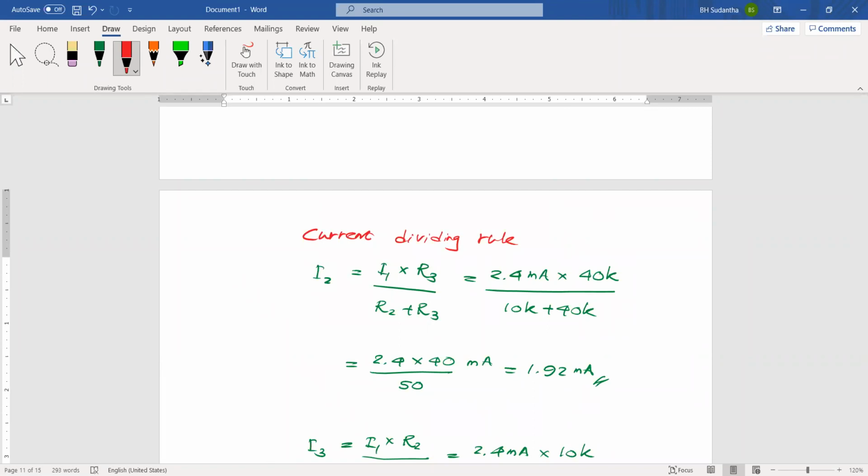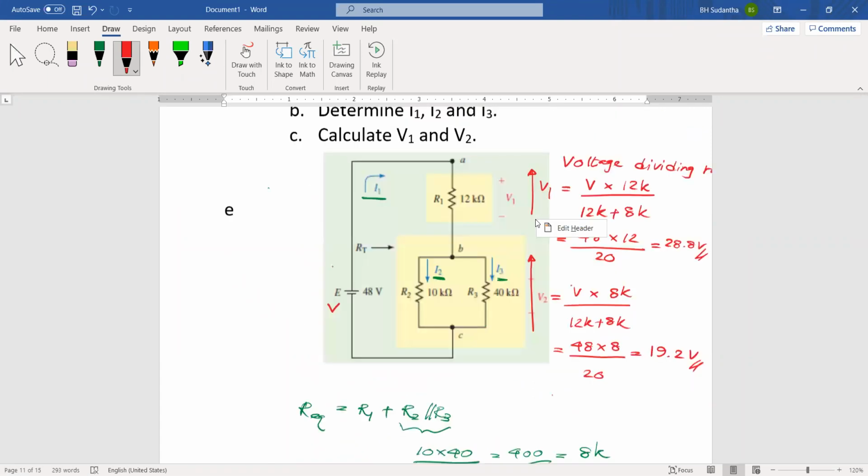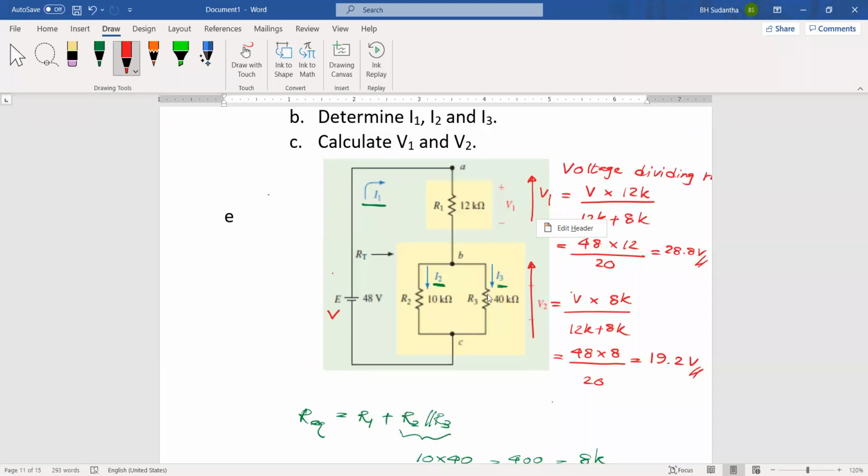Okay. When you have a circuit like this, there are many ways to find these currents and voltages. You can find a different way with different equations, and you can write simultaneous equations also. But this is the easiest way to do this. You can directly apply the voltage dividing rule and current dividing rule to find the answers to this question.